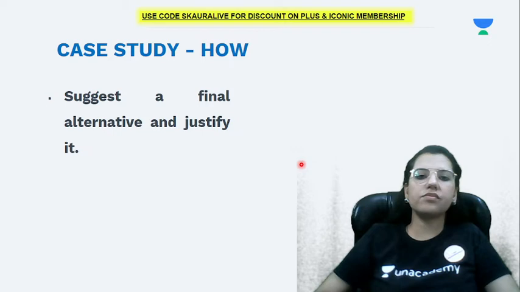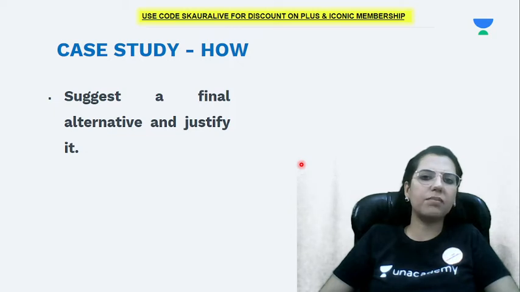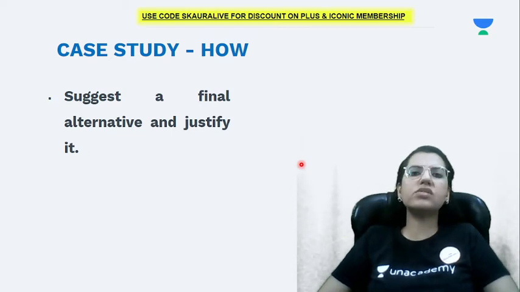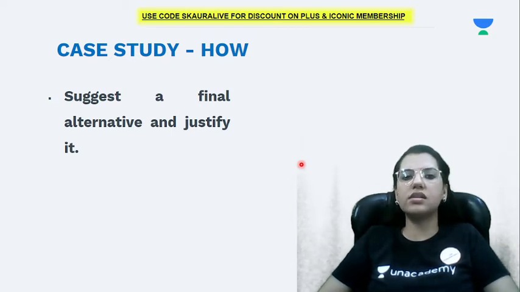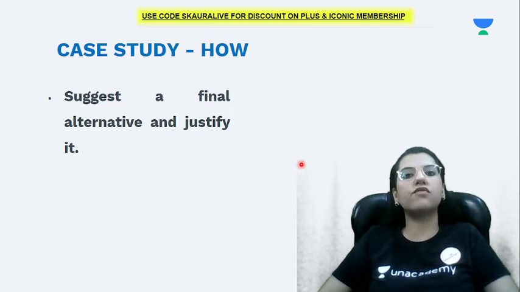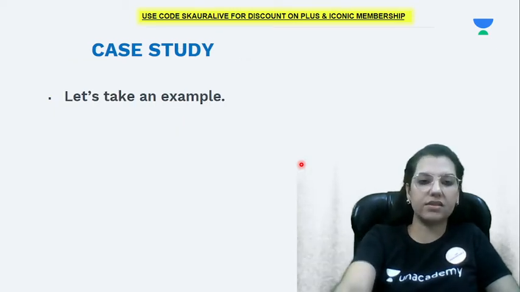Next, now you have given some 3, 4, 5 alternatives or solutions. What is expected? It is like you got a problem and said this medicine could be taken, this medicine could be taken. Can you suggest a final alternative, and can you justify that? Yes, out of those alternatives you have to choose the best one and you have to justify it.